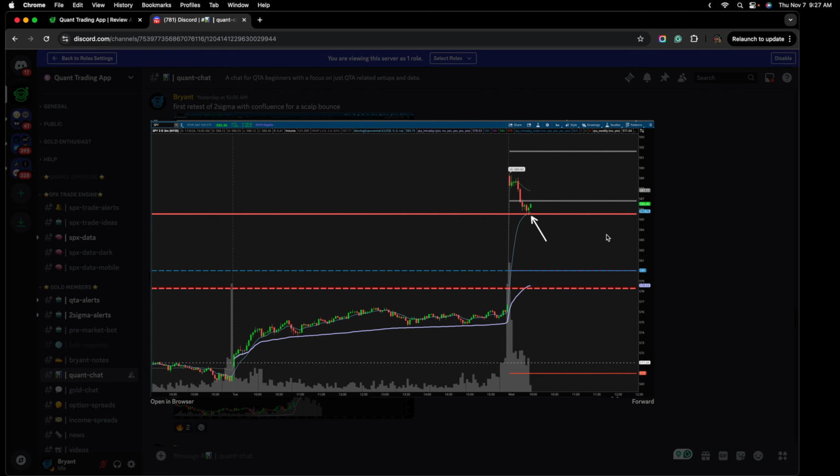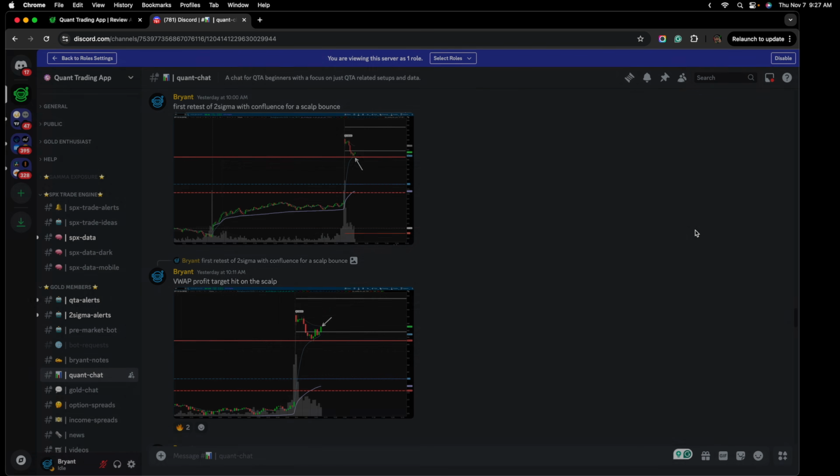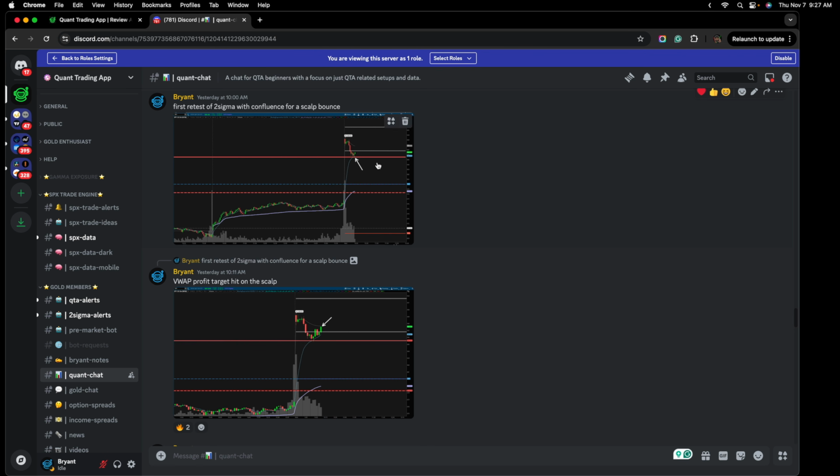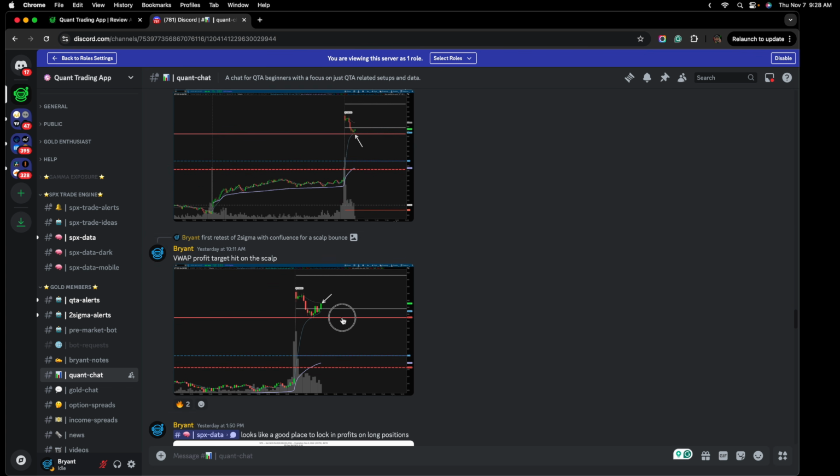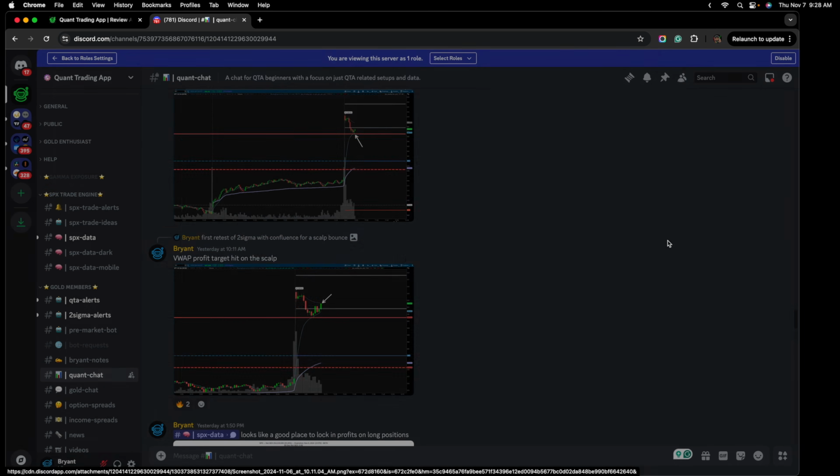In the QTA, which is the Quant Trading App Discord, I just shared this for you guys here. At this point you guys should know this is the first retest of 2 sigma with confluence for a scalp bounce, which means you're just scalping this trade right up to VWAP. It hit VWAP, profit target is hit, done and done.